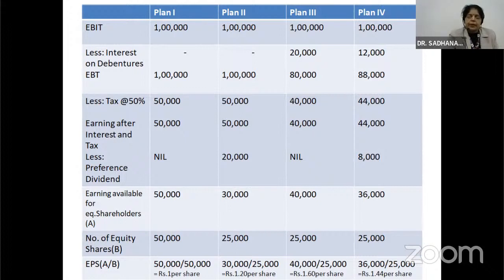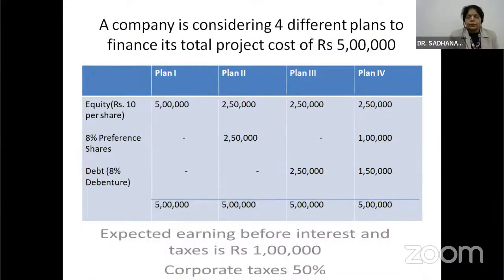I told you the ultimate aim of the company is to maximize the shareholders' wealth, which we can show in this example: EPS is higher in plan third, so we will prefer plan 3. It means if we require rupees 5 lakh, then we have to use only two types of sources of funds, that is equity share capital and 8% debentures. It means in 5 lakh, 2 lakh 50,000 we get through equity shares, and 2 lakh 50,000 through debentures.